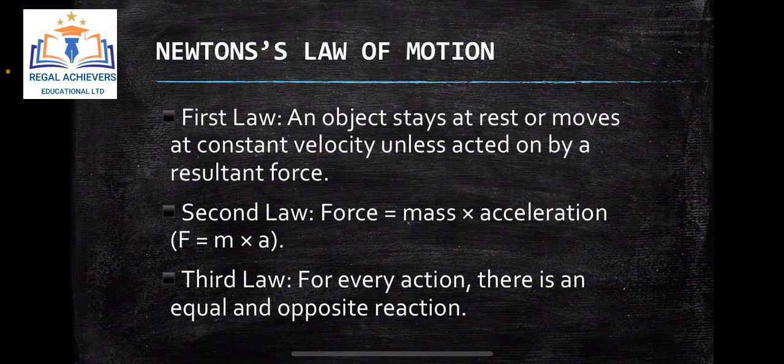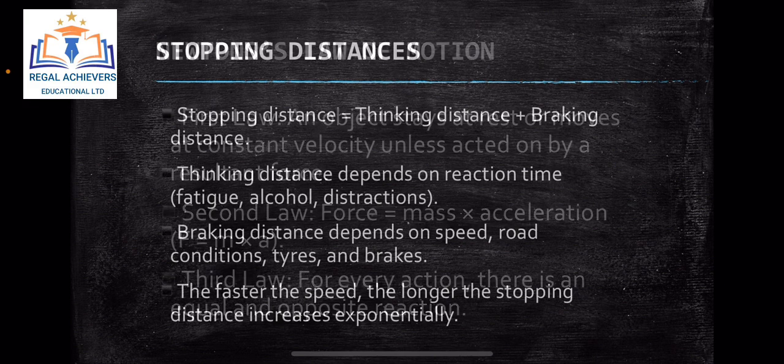Newton's laws of motion. We have 3 key laws of motion. The first one says that an object stays at rest or moves at constant velocity unless acted on by a resultant force. Whereas the second law states that force equals mass multiplied by acceleration. While the third law says for every action, there is an equal and opposite reaction.